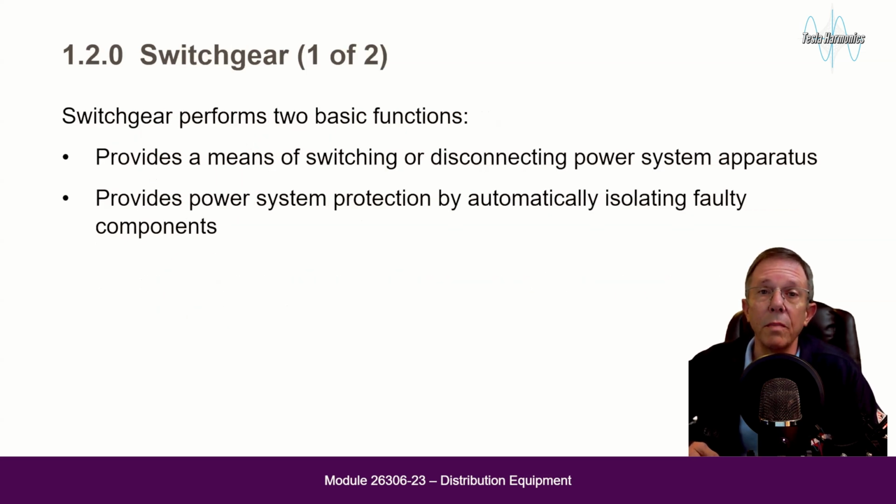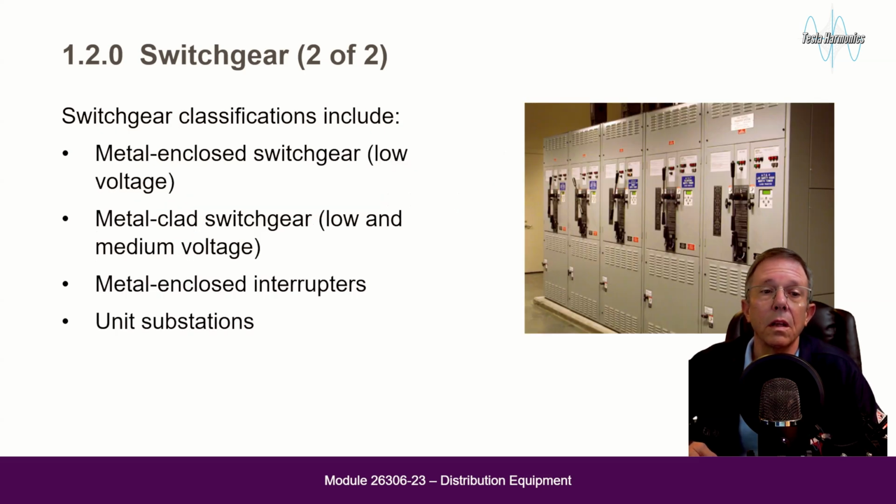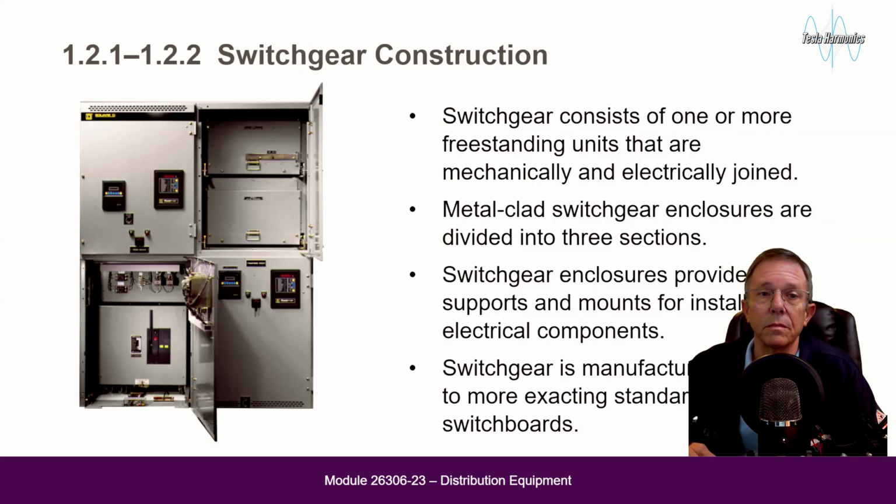Switchgears perform two basic functions. They provide a means of switching or disconnecting power system apparatus, and they provide power system protection by automatically isolating faulty components. Switchgear classifications include metal enclosed switchgear for low voltage, metal clad switchgear for low and medium voltage, and metal enclosed interrupters and unit substations.